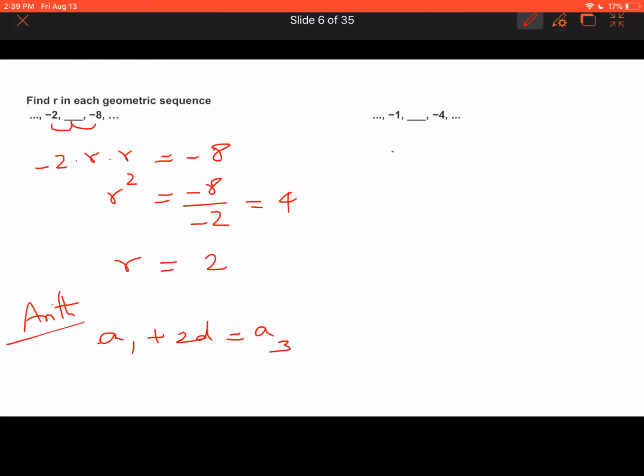So again there is one more example. So minus 1, there is a blank number in between, so there is going to be 2 R's, which is going to give the value of the next term in that sequence. So R square is equal to minus 4 by minus 1, that is 4, and value of R for this sequence is also going to be 2.